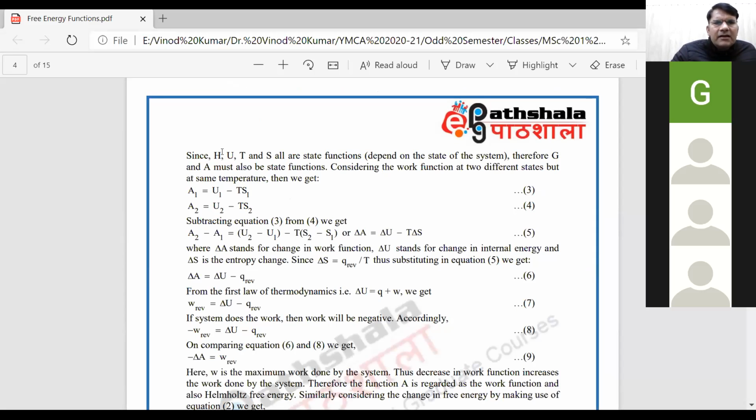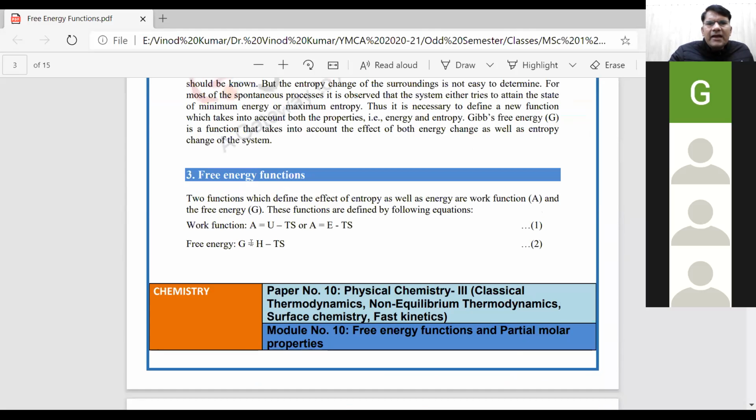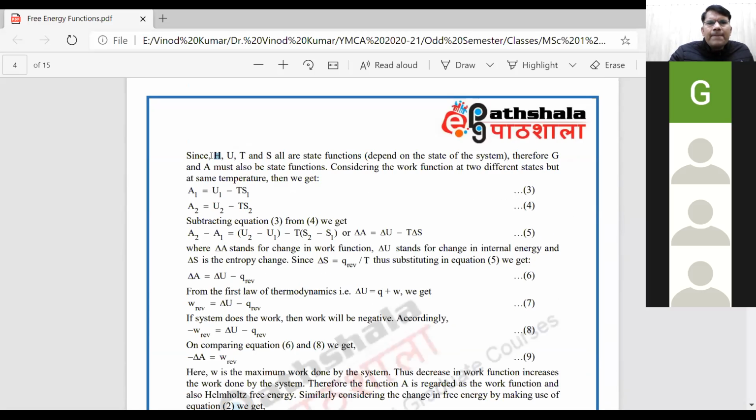Enthalpy, internal energy, temperature, and entropy, all these are state functions. State functions means these functions depend on the state of the system and do not depend on the path by which the state has been achieved. So all these are state functions. Therefore, G and A must also be state functions. These two functions that we have defined, G and A, are also state functions. Please keep this in your mind.